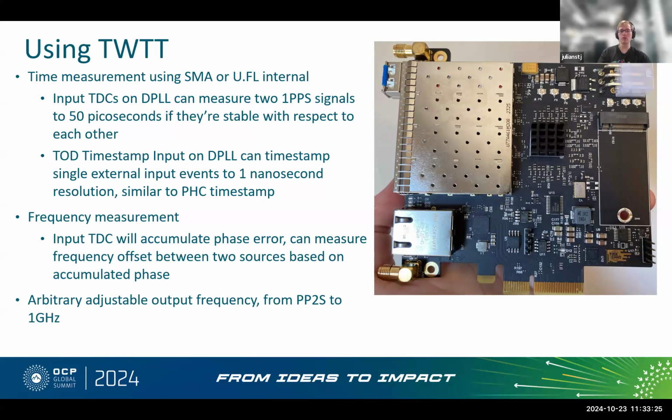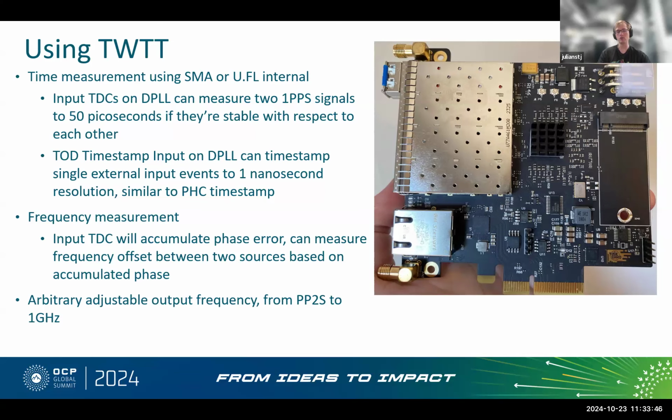It can also do frequency measurement. So the input TDCs are set up as continual phase monitors. You can have one input as your frequency reference, and then lock to another frequency reference, and you can see the phase that the DPLL disciplines with to do a phase estimate of the frequency offset between two devices.